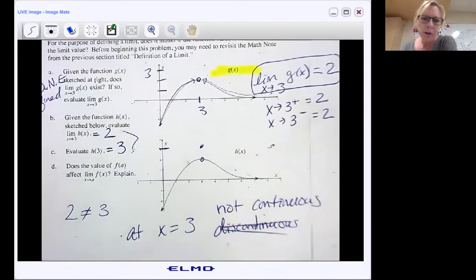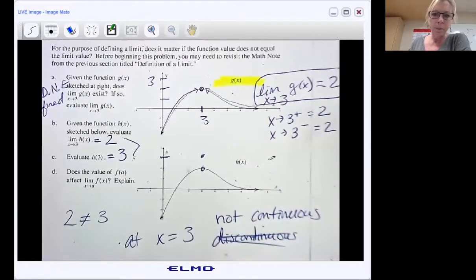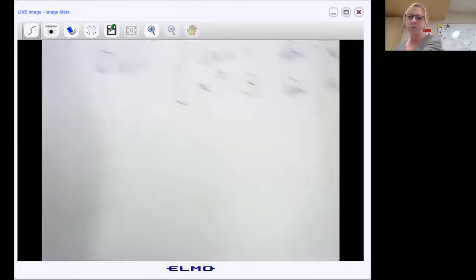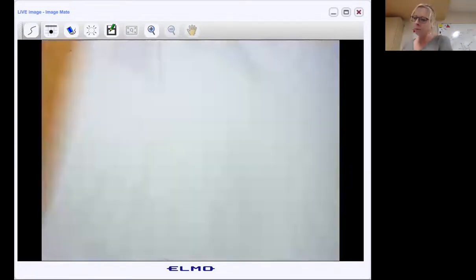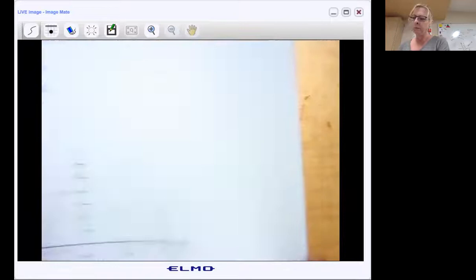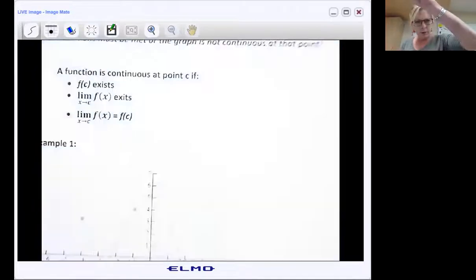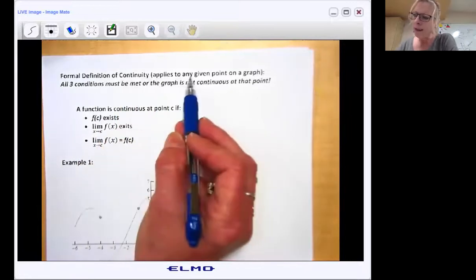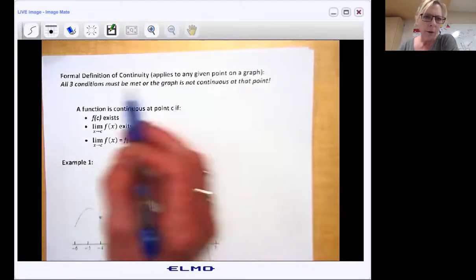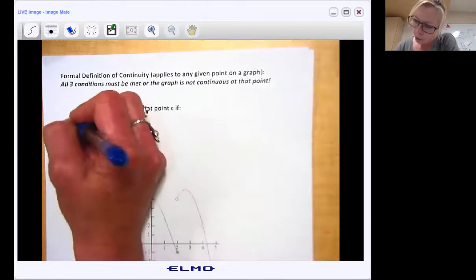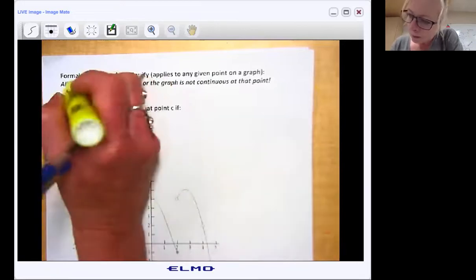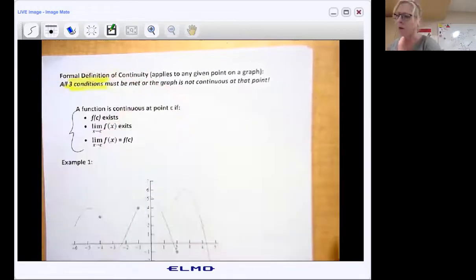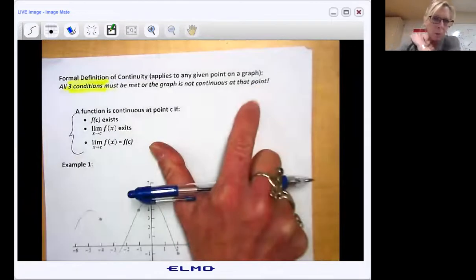So how do we formally define continuous? Well, there are 3 parts to this. The formal definition of continuity applies to any given point on the graph. All 3 of these conditions must be met. All 3 must be satisfied, or the graph is not continuous at that particular point.